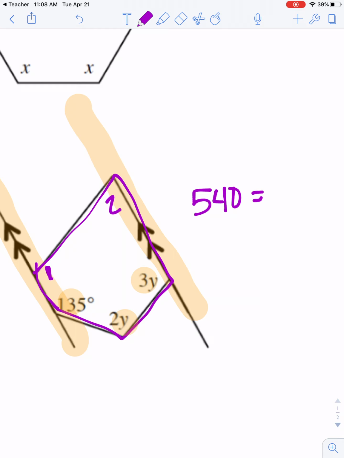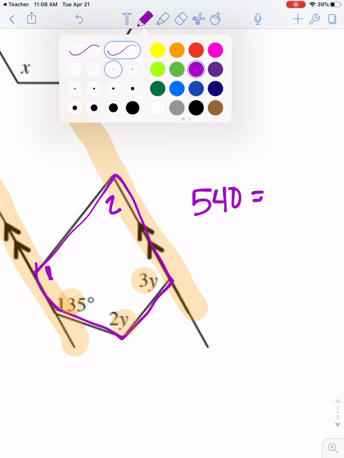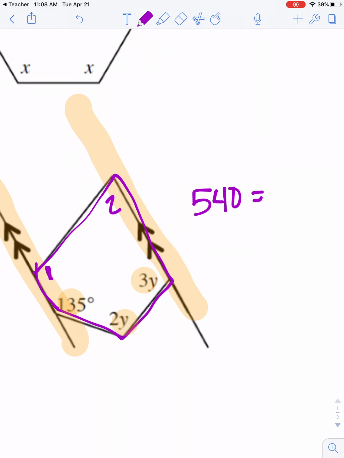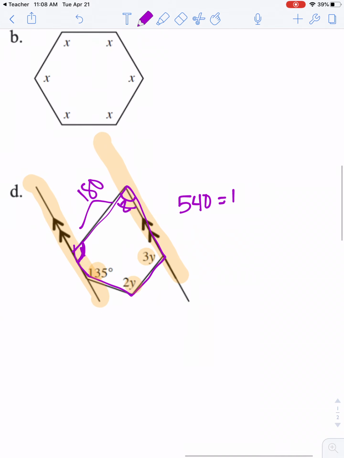Now, I don't know what angle 1 or angle 2 are, but I don't have to because since these lines that I've highlighted in orange are parallel, angle 1 and angle 2 are same side interior angles. So I know that their sum is 180 together. I don't know what each one is. I don't need to know. I just need to know that together their sum is 180. That plus the other 3 angles has to equal 540. So that gives me an equation that I can solve there.